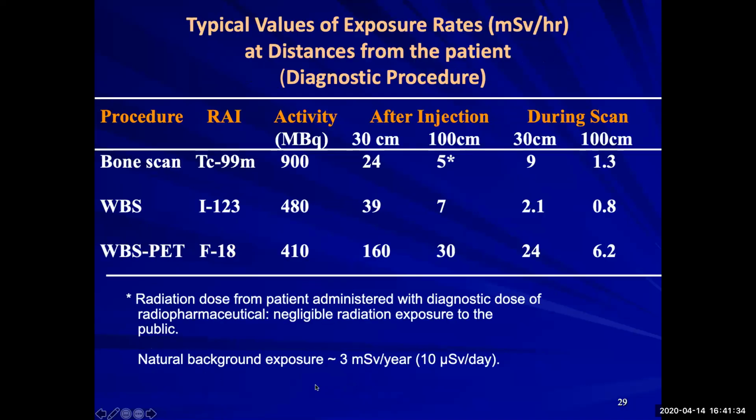Here, different scans and the typical activity for each, we have 900 megabecquerel for bone scan. So if you just stand 30 centimeter from the patient of a bone scan, you get 24 millisievert per hour. If you just increase that to 100 centimeter, you get only 5 millisievert per hour. And you can compare for other tests as well.